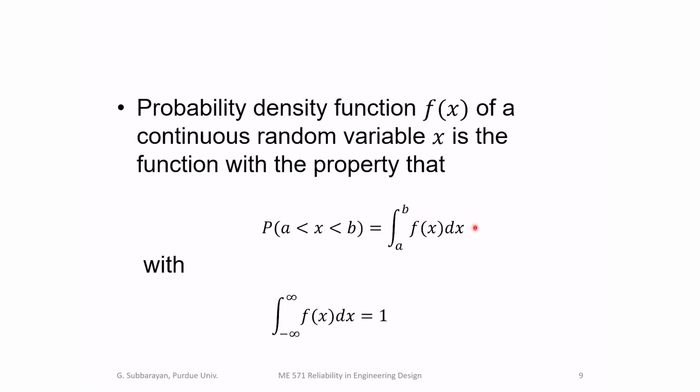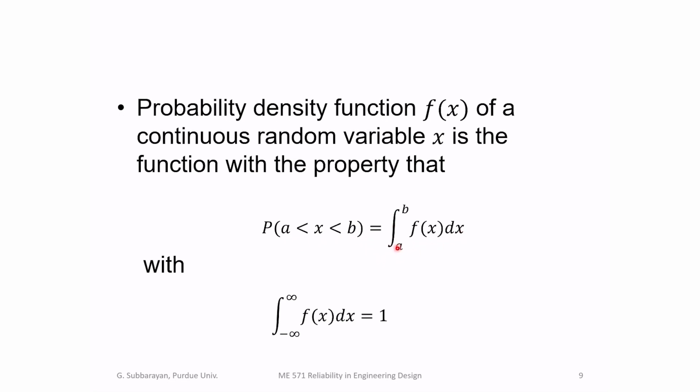So f of x by itself is probability divided by some length dimension dx, so that's why it's probability density. An incremental probability that x would lie between x and x plus dx would be f of x dx, and the probability by extension that it would lie between a and b is the integral of f of x dx between a and b.